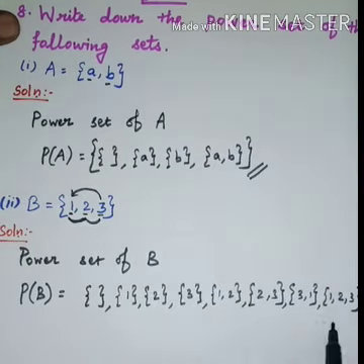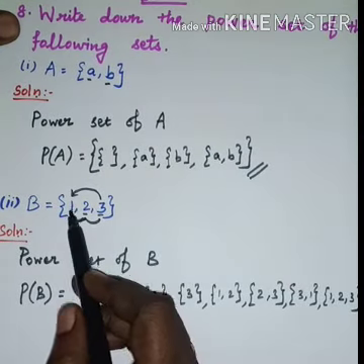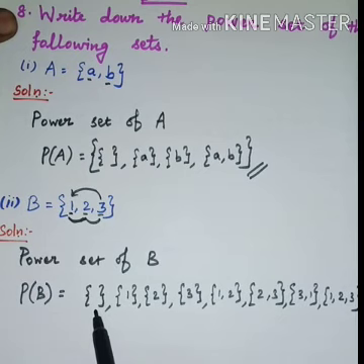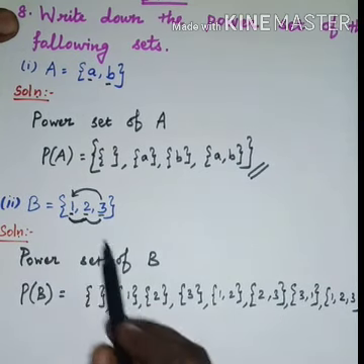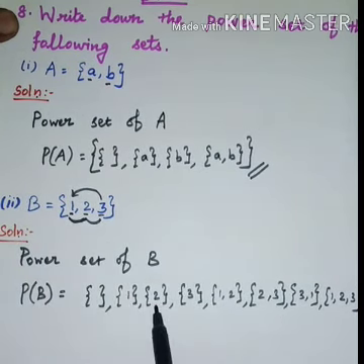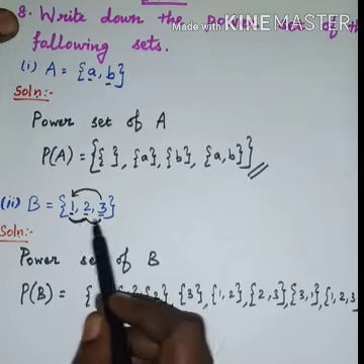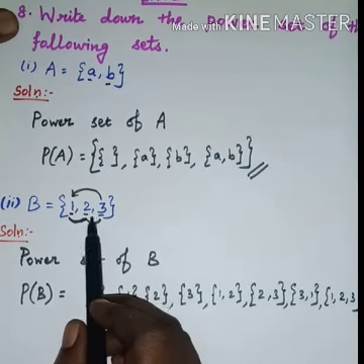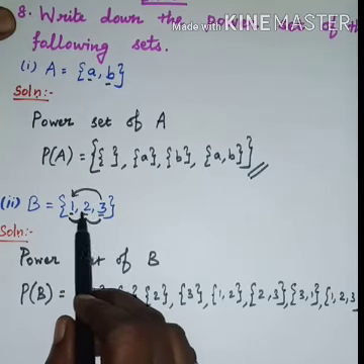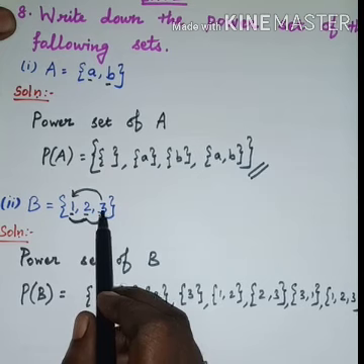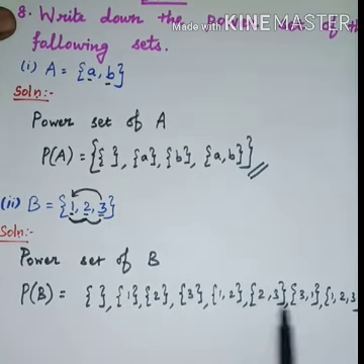So these are the subsets of B. First we have to write the empty set. We write the empty set, and then the first element is 1, second element is 2, third element is 3. Then we have to write the combination of these 3 elements. So the combination of elements is {1, 2}, and then {2, 3}, finally {3, 1}.